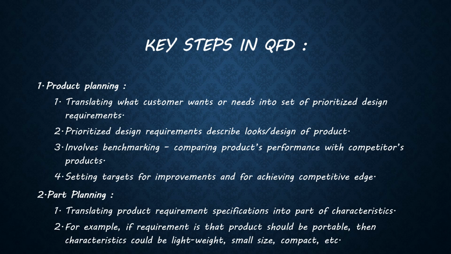Steps in quality function deployment. First, product planning. Translating what the customer wants or needs into a set of prioritized design requirements. Prioritized design requirements describe the look and design of the product, and involve benchmarking, comparing products' performance with competitors' products, setting targets for improvements and for achieving competitive edge.